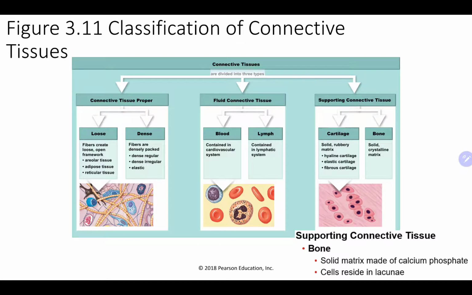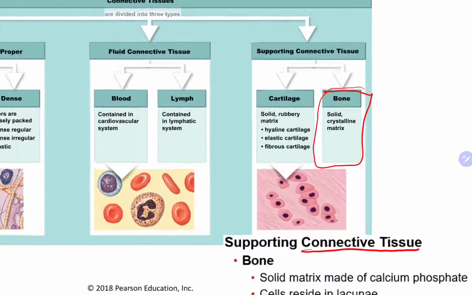Connective tissue, right? So there's types of connective tissue. They're going to be divided into connective tissue proper, right? The packing material of the body. Fluid connective tissue, right? The fluid that's in your body, like your blood and your lymphatic tissue. And then you have supporting connective tissue, right? That's going to be cartilage and bone. Remember, we talked about bone a lot. Bone is a type of connective tissue, okay?